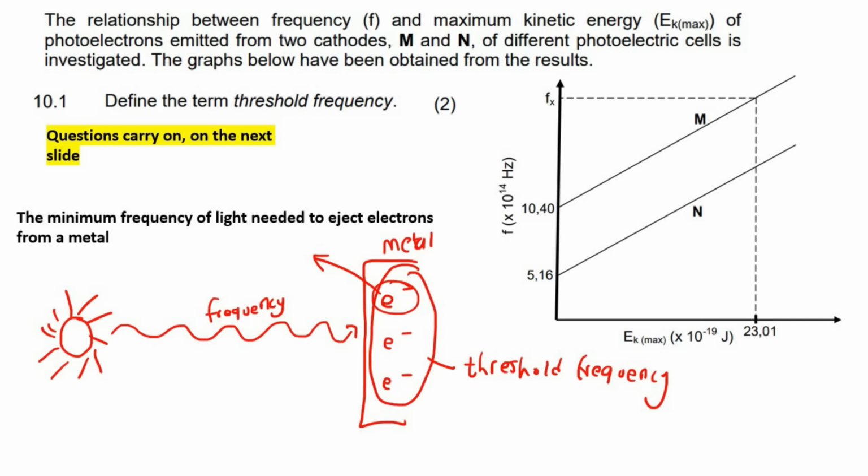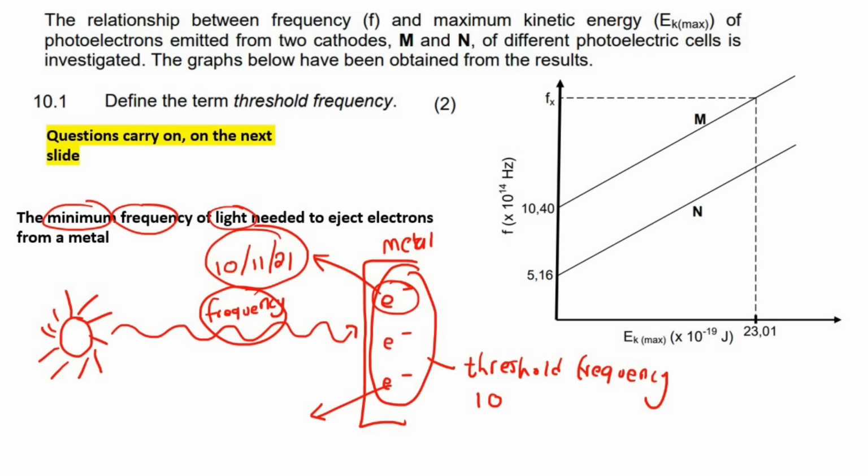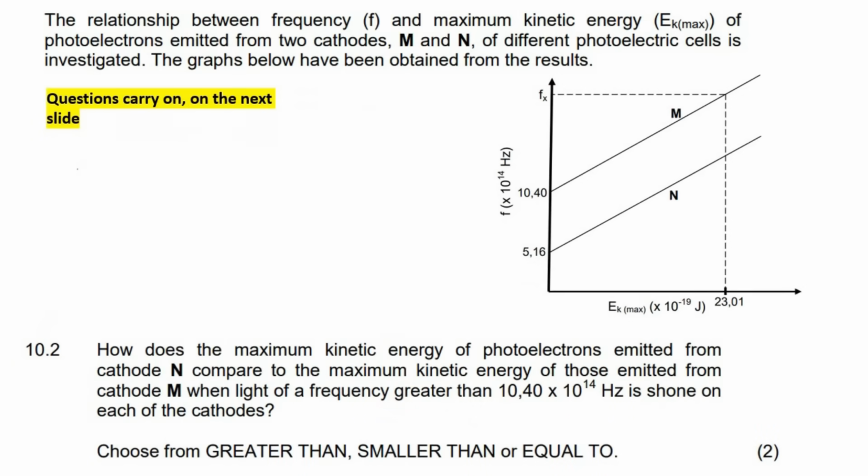So let's say, for example, that this metal has a threshold frequency of 10. Then that means that if this light has a frequency of 9, then nothing will happen. But if the light has a frequency of 10 or more, so like maybe 10 or 11 or 21, then it is large enough to be able to cause these electrons to be released. Okay, so it is the minimum frequency of light needed to release electrons from a metal. So in this example, the threshold frequency would be 10. And that would then be the minimum frequency that the light would need to have to eject electrons from a metal. Here's the next question.